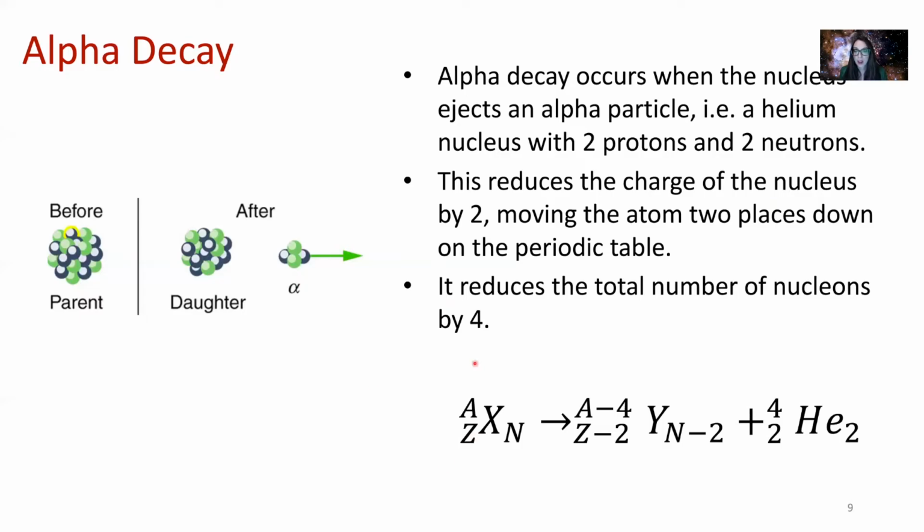So if we're going to have a nuclide that undergoes alpha decay, A remembers our total number of nucleons, neutrons plus protons, and Z is our total number of protons, N is our total number of neutrons. The daughter particle is going to be this particle right here. It's going to have 4 less nucleons, 2 less protons, 2 less neutrons. In the process of this decay, you also get your alpha particle, your bare helium nucleus, 2 neutrons, 2 protons.